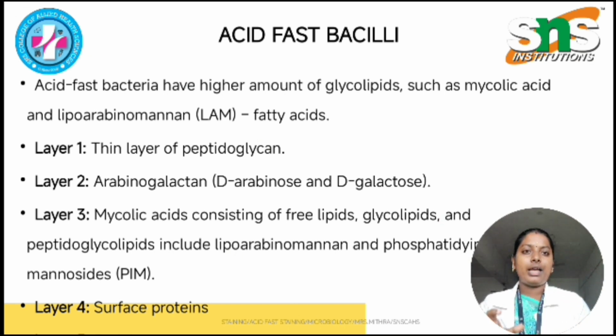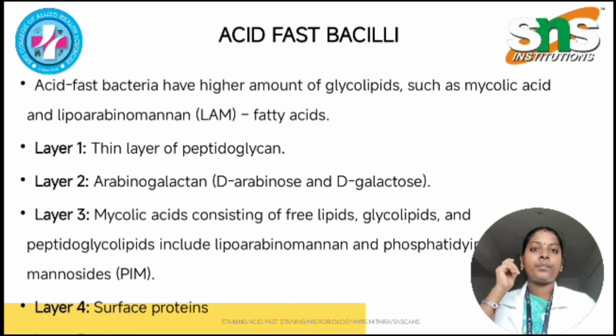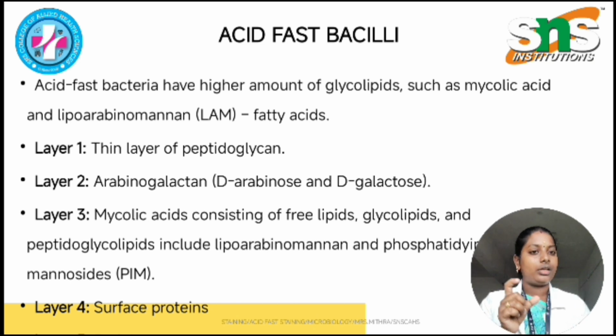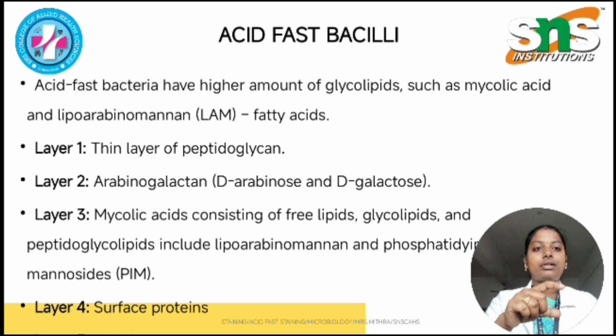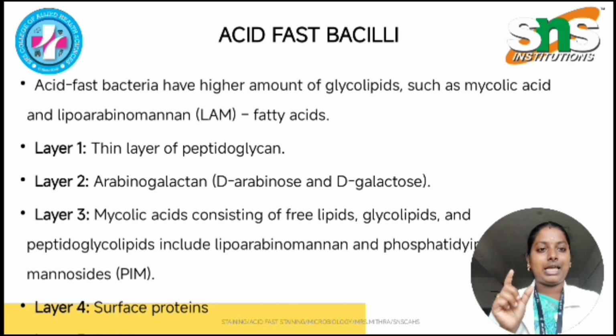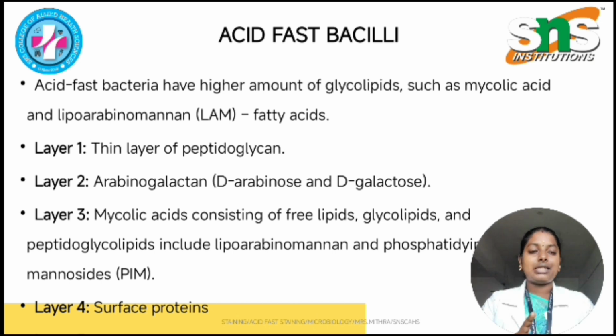Coming to acid fast bacteria, this bacteria has a higher amount of glycolipids, which is mycolic acid, and lipoarabinomannan fatty acids. A very good example of acid fast bacteria is Mycobacterium tuberculosis. You could note the mycolic acid in Mycobacterium species. Wherever the Mycobacterium is there, that bacterium has mycolic acid in its cell wall. This mycolic acid plays a major role in acid fast bacteria, and non-acid fast bacteria lack mycolic acid in their cell wall.